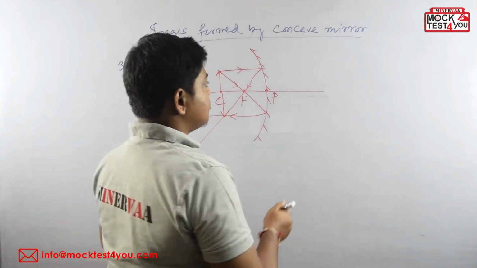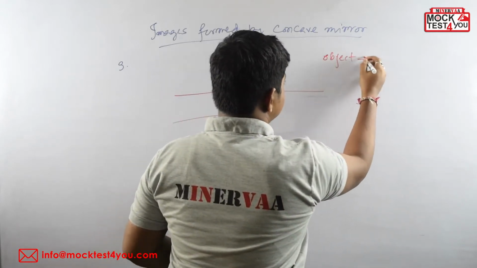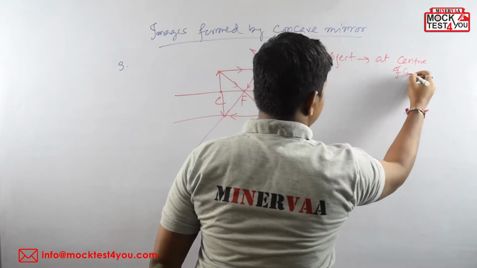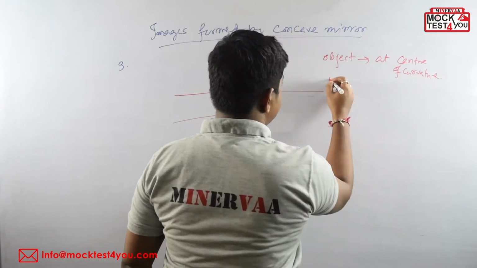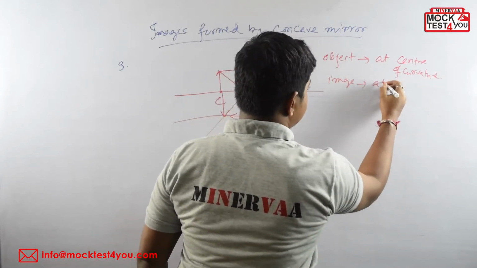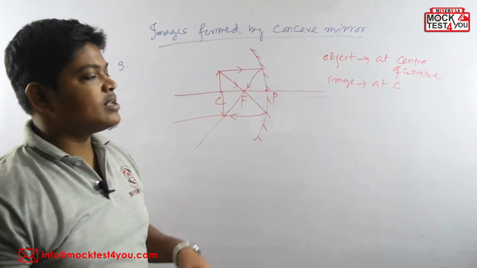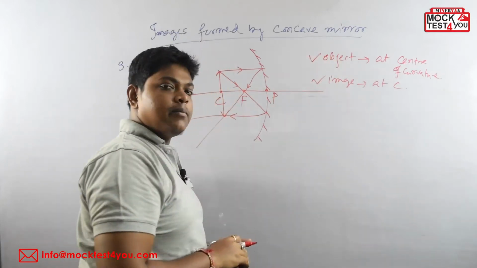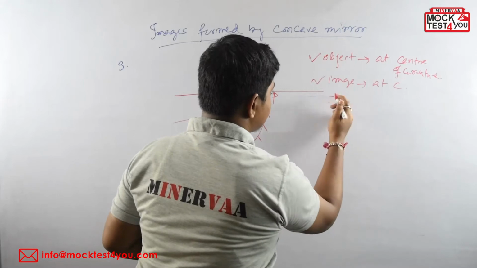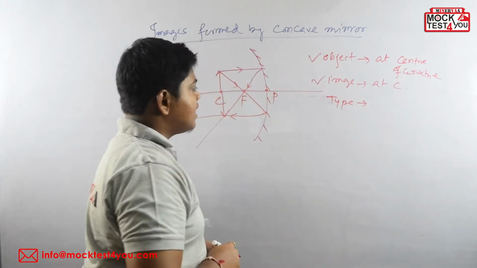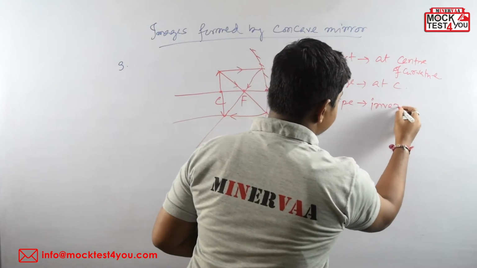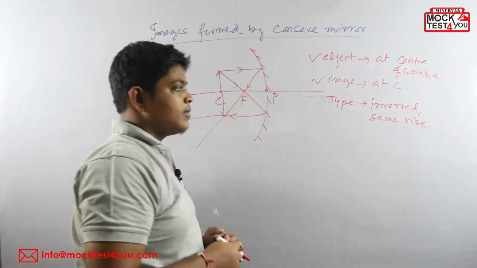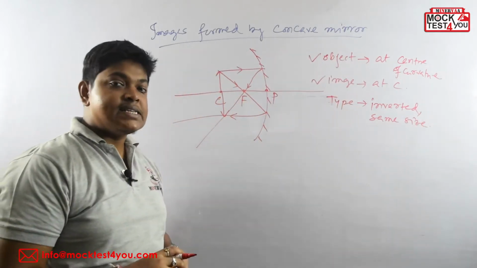So let's write down what we know, that the object, कहाँ पे placed किया था? At center of curvature, right? At center of curvature. And image कहाँ पे मिला हम लोगों को? At center of curvature, same. I'm not writing down the center of curvature again. I hope you have understood. So object and image दोनों हमको same जगह पे मिला है. What about the type? The type of image we have got over here will be an inverted image, and it is of the same size, right? The image is inverted and it is of the same size.